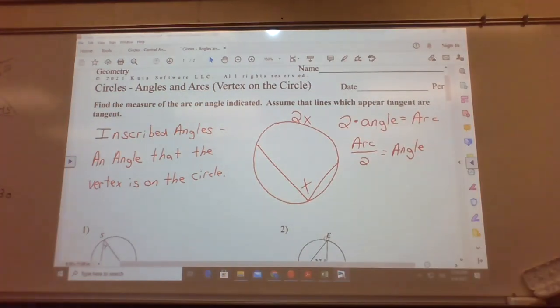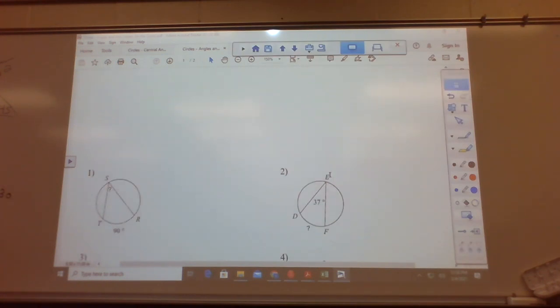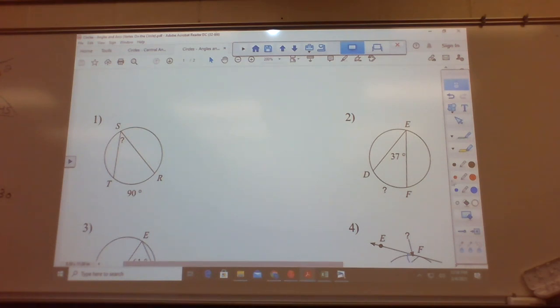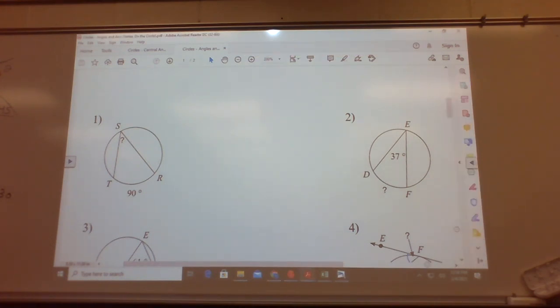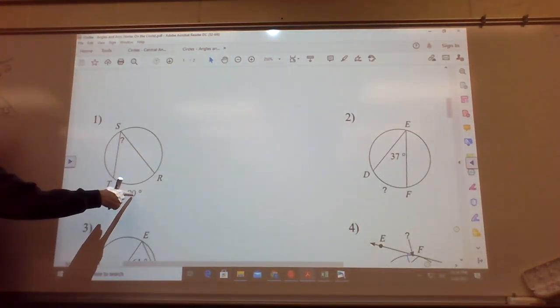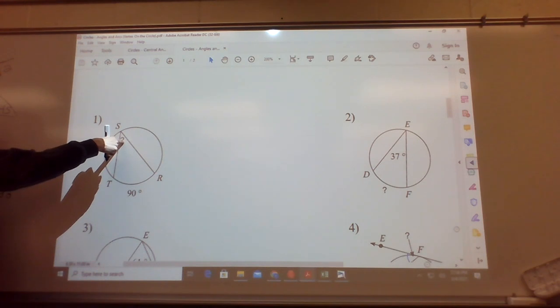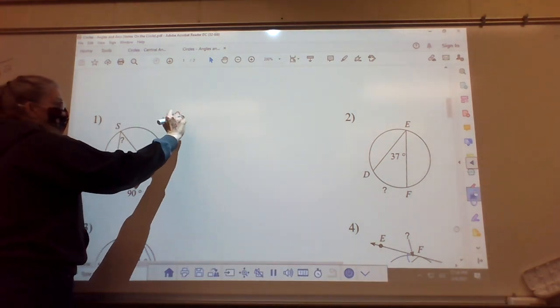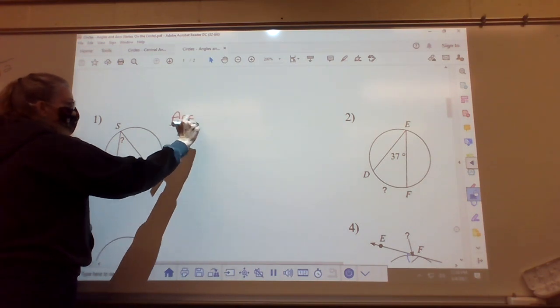Are we okay on the top? Does anybody need more time on the top? So 1 and 2 are pretty easy. I'm going to still write the formula at least on these two. So I have an arc. I'm trying to get to an angle. And from what I said, arc divide by 2 equals angle.